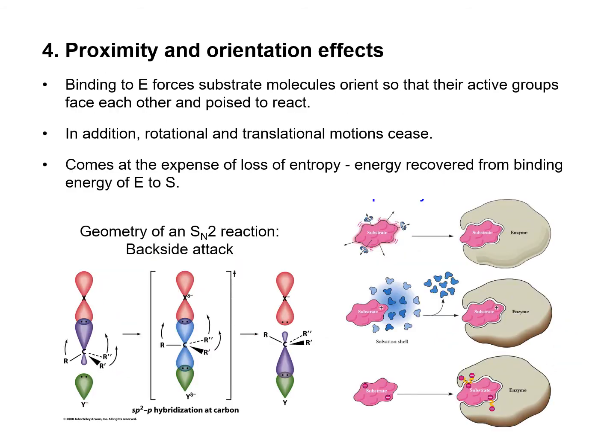And the next type of catalysis is proximity and orientation effects. And in this effect, binding of substrate to the enzyme forces the substrate molecules to orient in a certain way so that their active groups face each other to poise and to react. So this is an example of that geometry orientation to boost the reaction. So let's say that this is a substrate and this is the enzyme, or you can actually think that these are two reactants as a substrate.